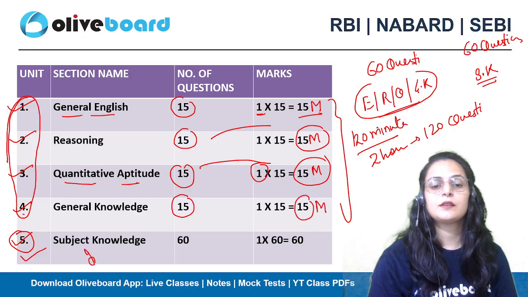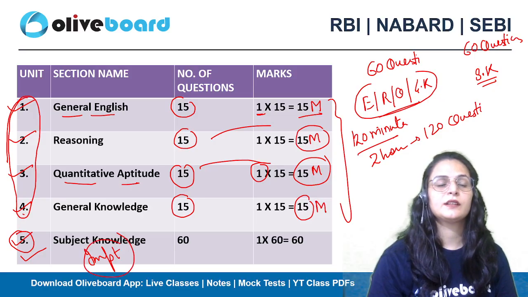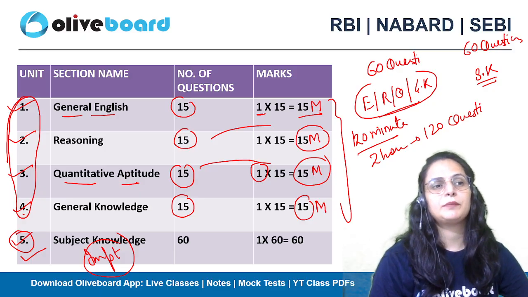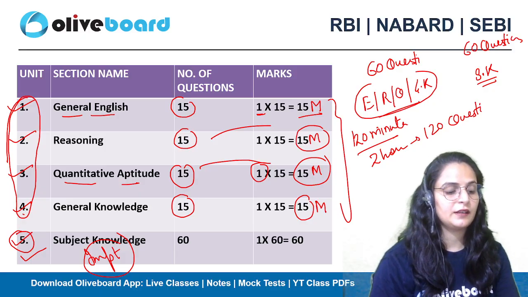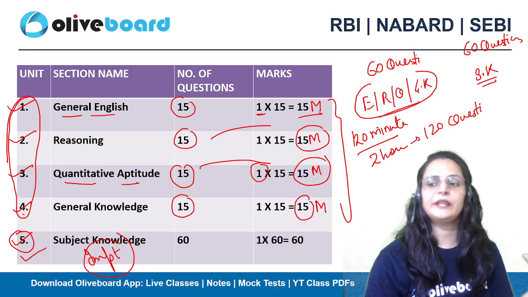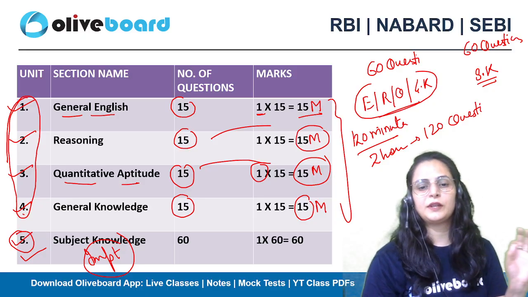And this is the most important section, as it is clearly mentioned in the notification that only BSc agriculture students are eligible to apply, or if you are already working temporarily or permanently with CCI, then any graduate can apply.